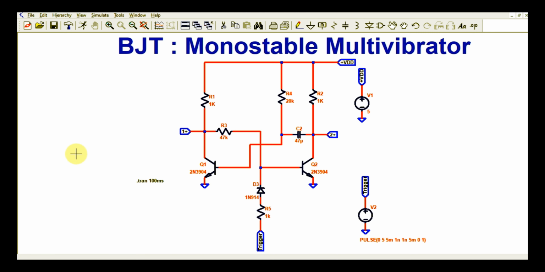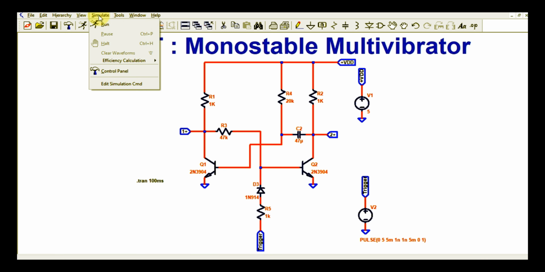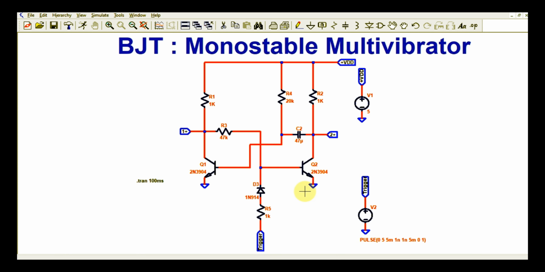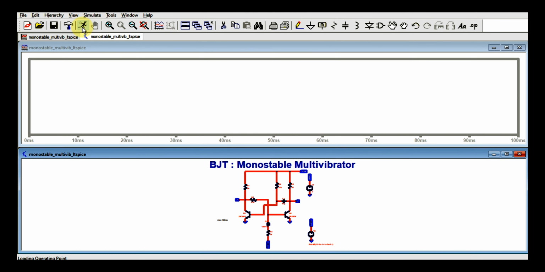And if you want to run the transient analysis, go to the run button. Edit simulation command, click on the transient button, and your stop time is 100 milliseconds, right? So click on OK. Now go to the run button. This is the run button, so click here.